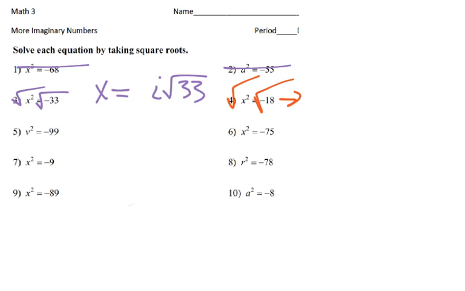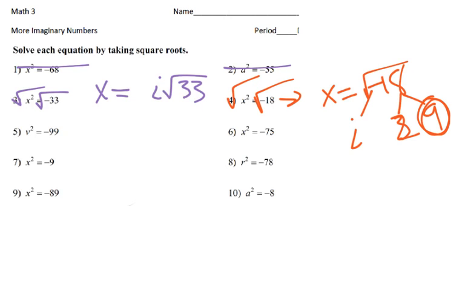Okay, 4, number 4, 18. Take the square root of both sides. x equals square root of negative 18. I know that's going to be i. 18 is 2 times 9. We know the square root of 9 is 3, right? So it would be 3i square root of 2.